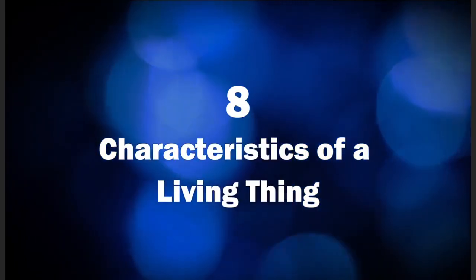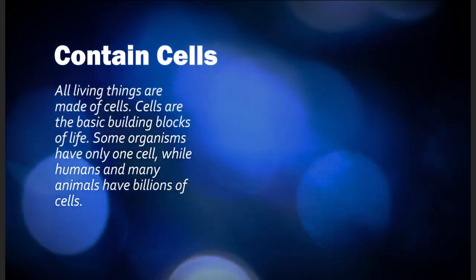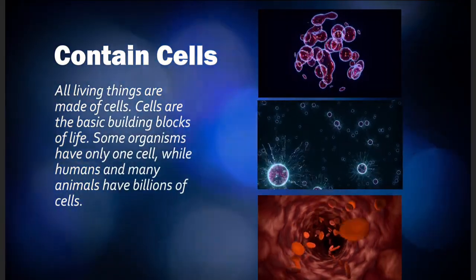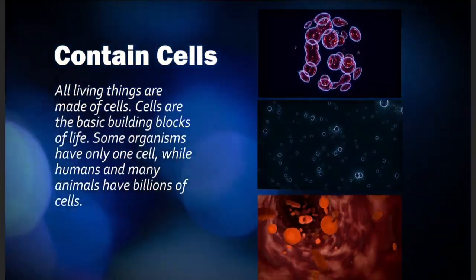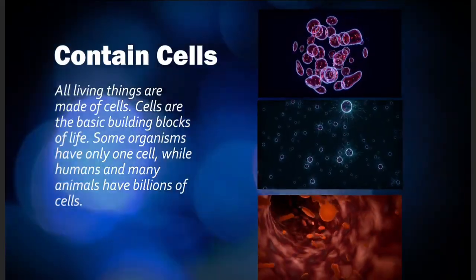So, there are 8 characteristics of a living thing. First, they have cells. All living things are made of cells. Cells are the basic building blocks of life. Some organisms have only one cell, while humans and many animals have billions of cells.